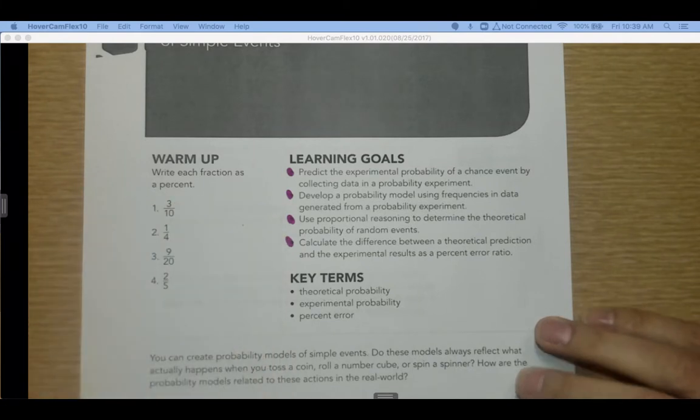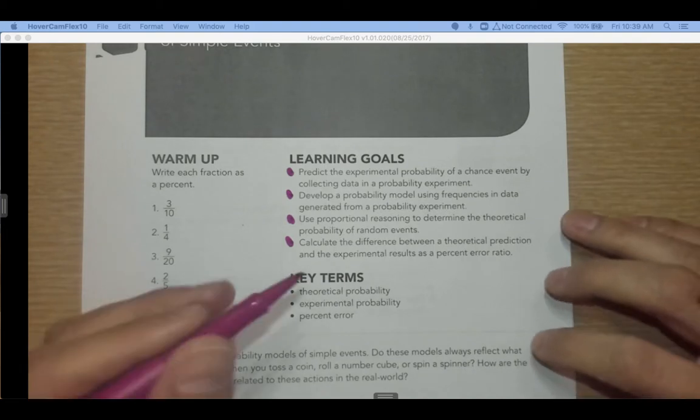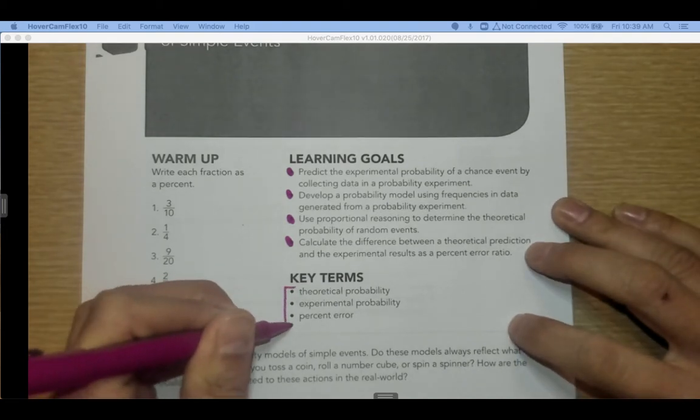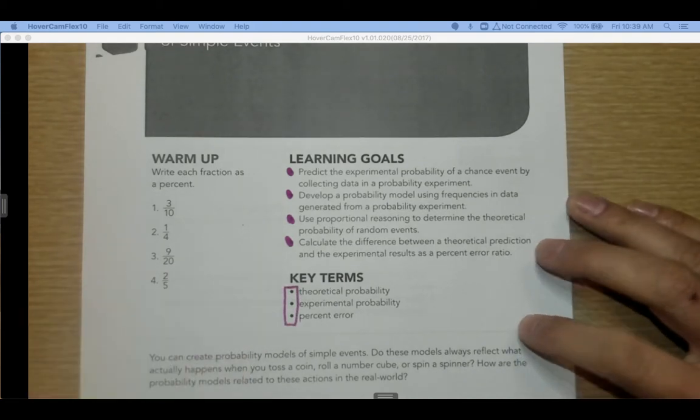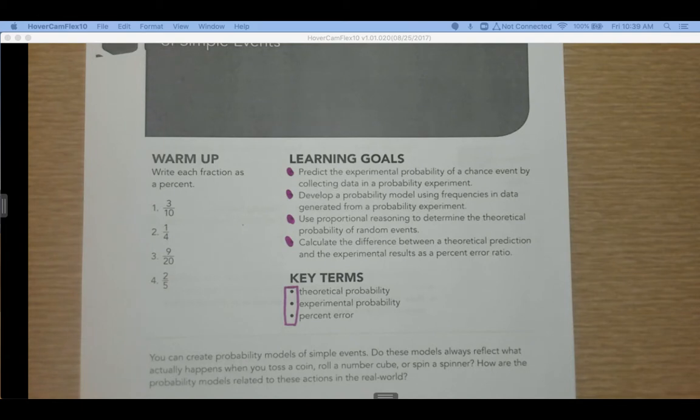Calculate the difference between theoretical prediction and the experimental results as a percent error ratio. Key terms include theoretical probability, experimental probability, and percent error.